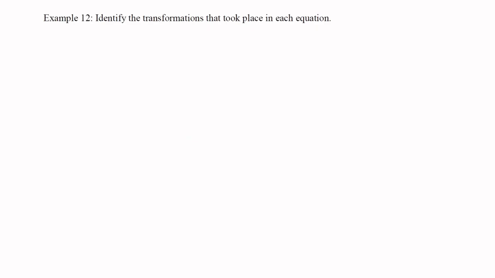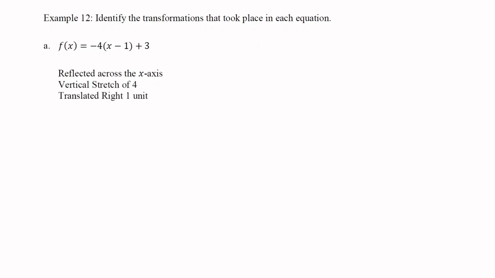So let's identify the transformations that take place in each equation. So here we have a linear function. We have a negative out in front, so we're reflected across the x-axis. The 4 tells us that we are stretched. The -1 behind the x tells us that we're translated right 1 unit, and the +3 on the end tells us we're translated up 3 units.